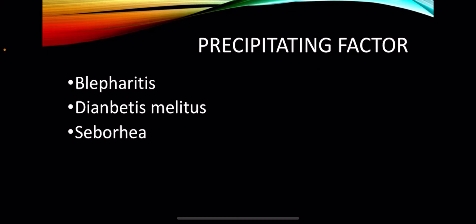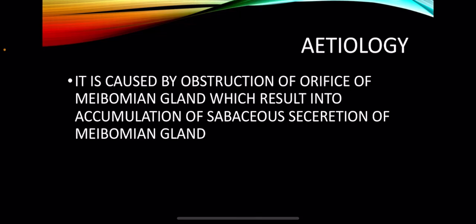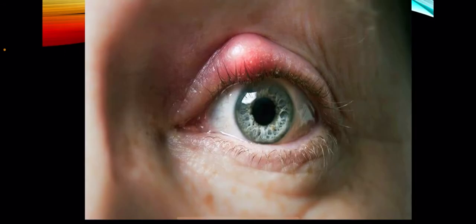So the precipitating factors are blepharitis. The patient who has squamous blepharitis or other forms of blepharitis will have recurrent Chalazions, and also the person who has diabetes mellitus, because in diabetes mellitus there is a chance of chronic inflammation. After that, the skin disease known as seborrhea, which is a dermatitis, a type of skin disease, can also cause formation of recurrent Chalazion. So the obstruction of the Meibomian gland orifice leads to the formation of the Chalazion.